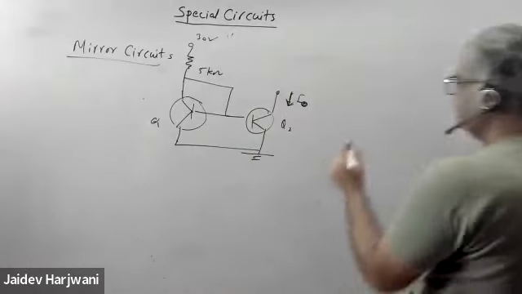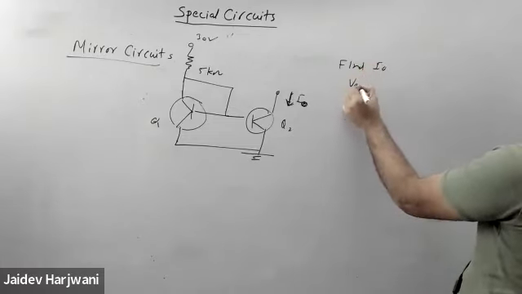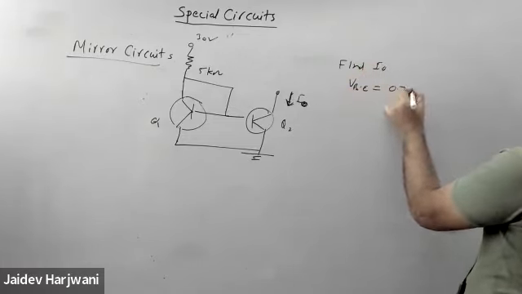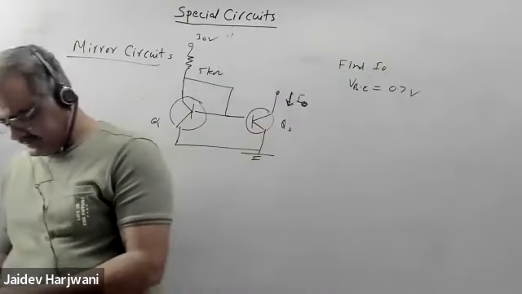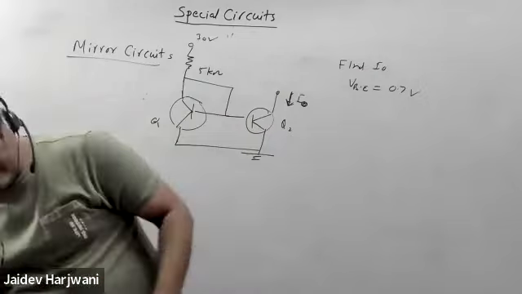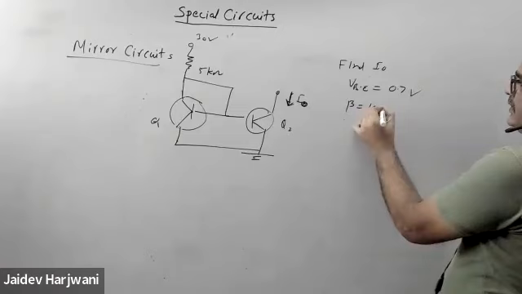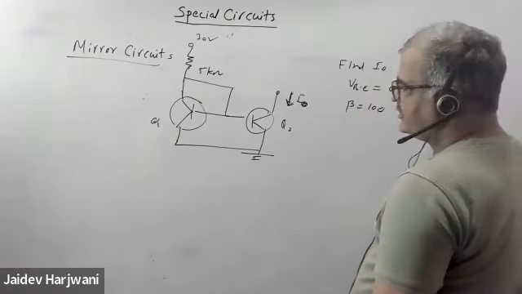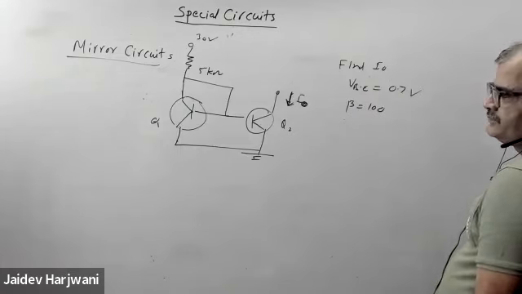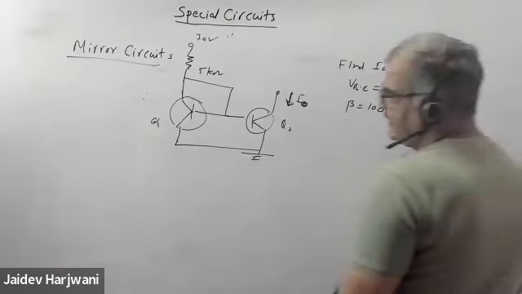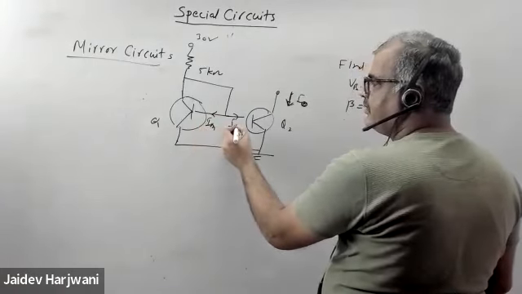And VBE is given, find I naught. VBE is given 0.7 volt. Beta value is 100. Okay. Both the transistors are similar. So simple question है. Okay, अभी क्या ही था हमने? यहाँ दो ट्रांजिस्टर ही है. So ये IB1, IB2.